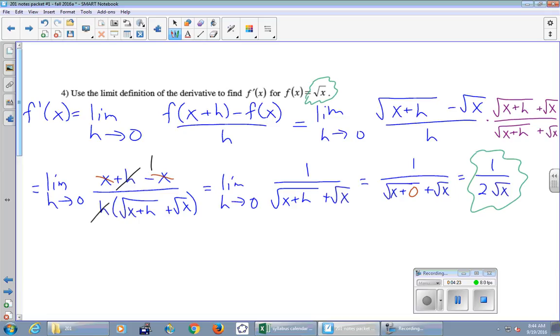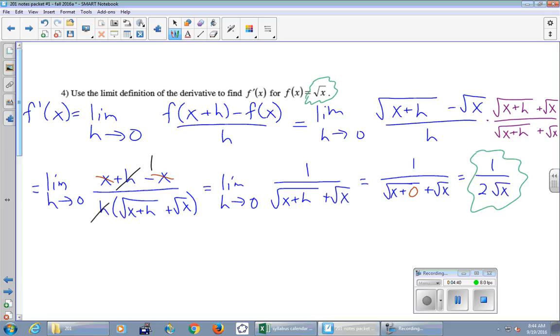Like, oh, I can do h to the top. Yeah, the conjugate comes into play when we have a radical. If the original function had been a polynomial, it would be a different technique. If the original function had been a fraction, it would have been a different technique. But for radicals, this is the standard technique.